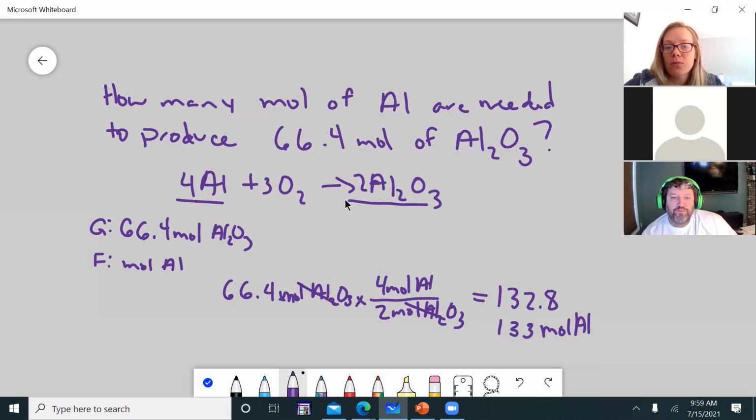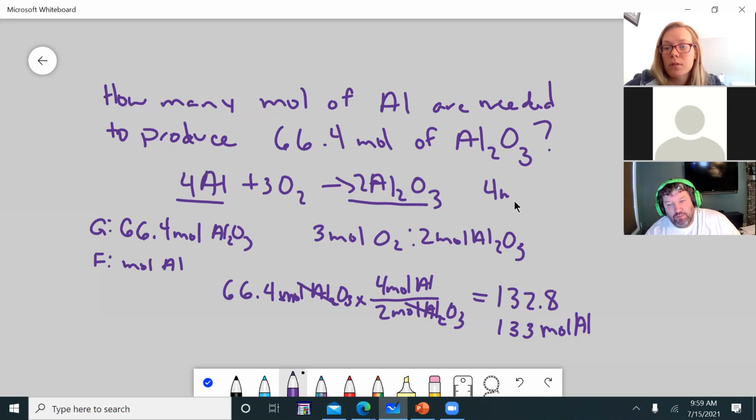So is it making sense, these ratios? What's another ratio that you could use off of this equation or reaction? You could say, hey, 3 moles of oxygen will produce 2 moles of the product, right? That's another one that's built in there. And then you could also say, hey, 4 moles of aluminum will combine with 3 moles of oxygen, right? So you could jump between these two guys as well.